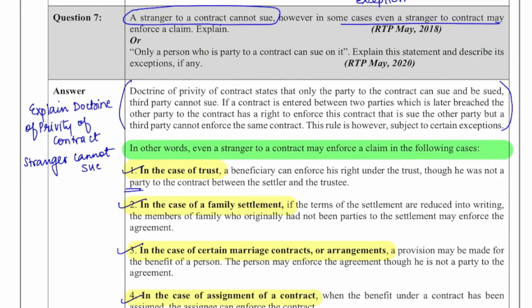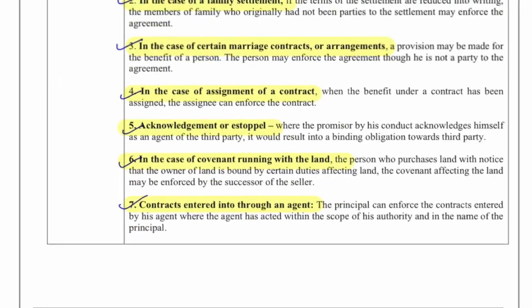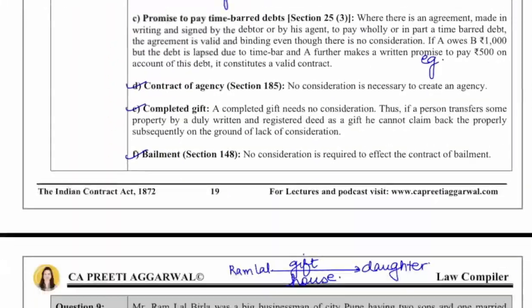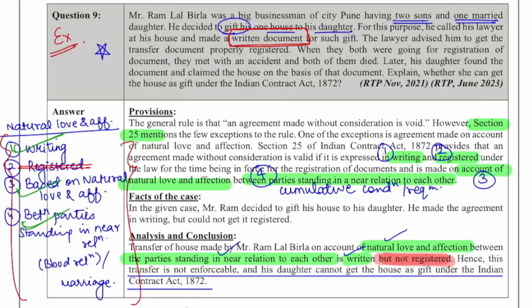So see, these are the kind of questions that can be asked. A theory question can be asked on this chapter. Mostly you will find theory, but a case-based question can also be asked. In my compiler, you will find the answers are divided into 4 parts: provisions, facts, analysis, and conclusion. So you will know how to start the answer, how to end the answer, what is to be written, how much is to be written. The left hand margin is blank for you to write pointers in this manner.